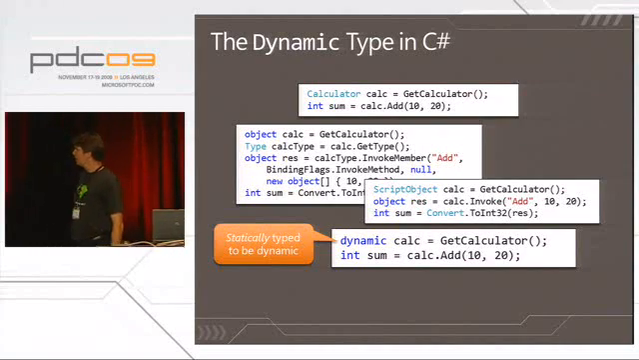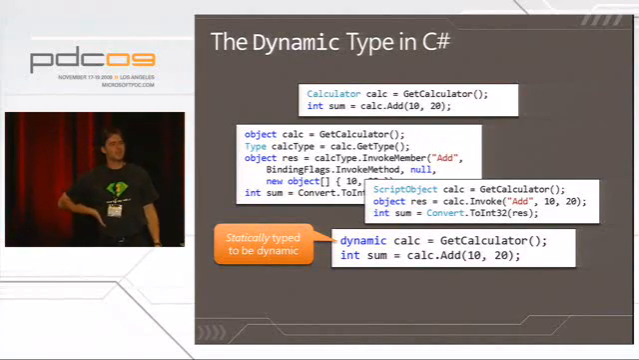So what's to note here? It's actually statically typed to be dynamic. Dynamic is a static type. The compiler knows about it. It's kind of funny.